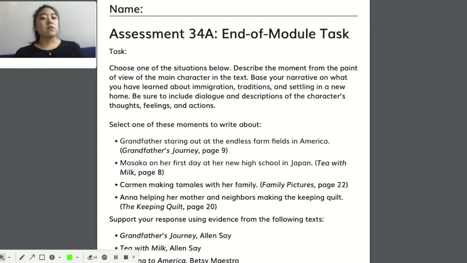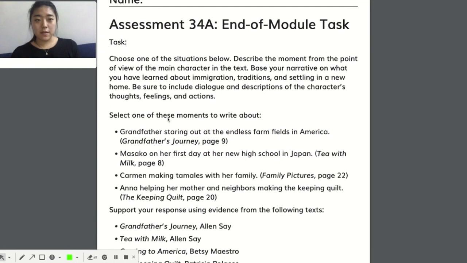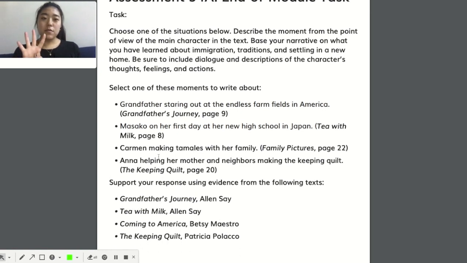And also, not forgetting dialogue, right? The actual words that a character says, you need to include dialogue in this paper as well. I know that was a lot, but we'll continue to break it down together. One of the moments that you can write about include these 4.